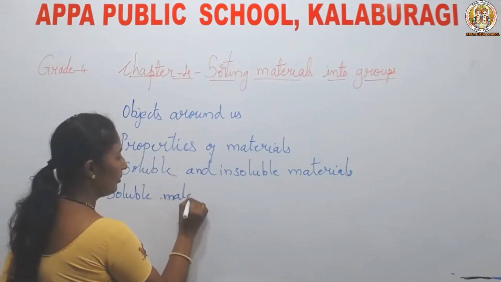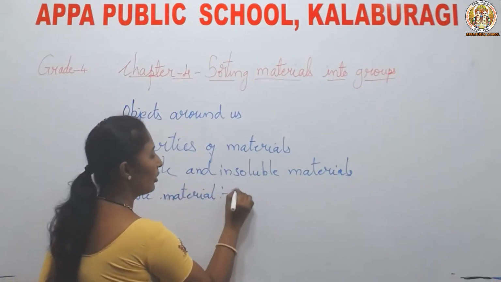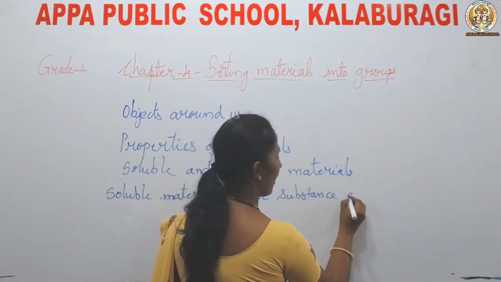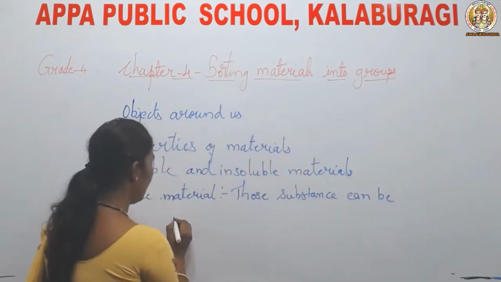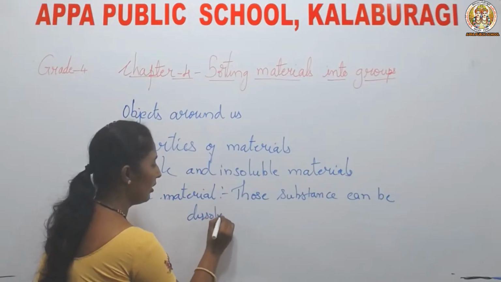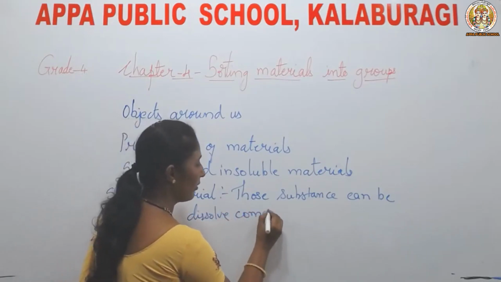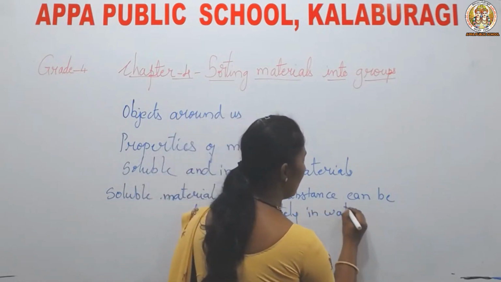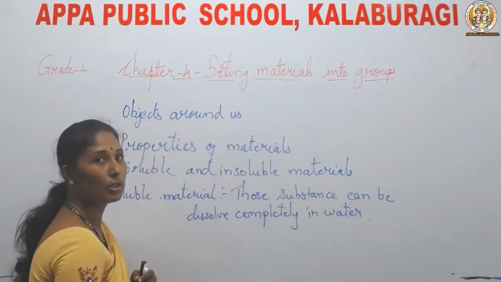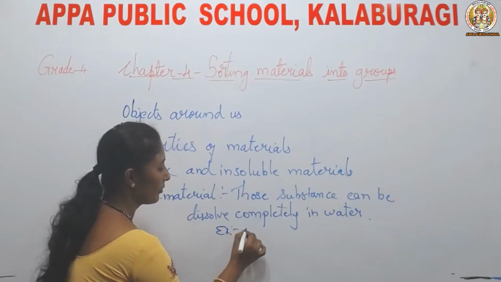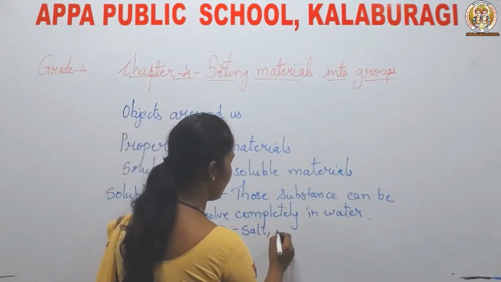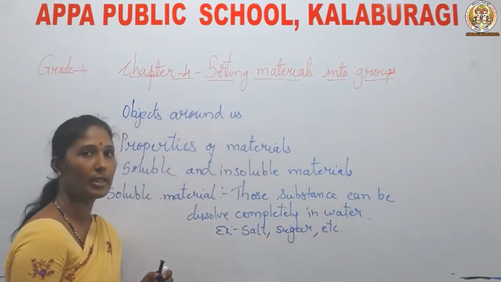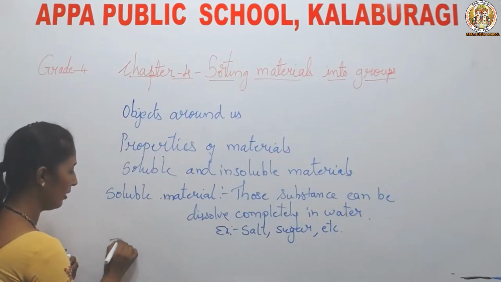Soluble substances are those that can be dissolved completely in water. Those substances are called soluble substances. Examples are salt, sugar, etc. Next is the insoluble.